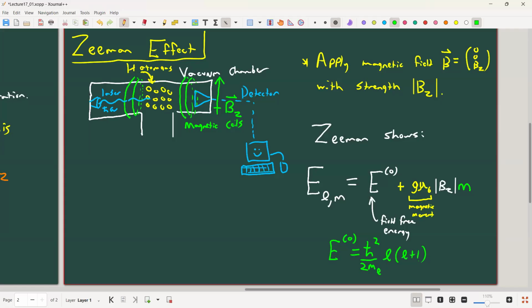So let's see what we see in the spectrum. All right, so we'll go do an experiment. I'm going to do it on the next page.